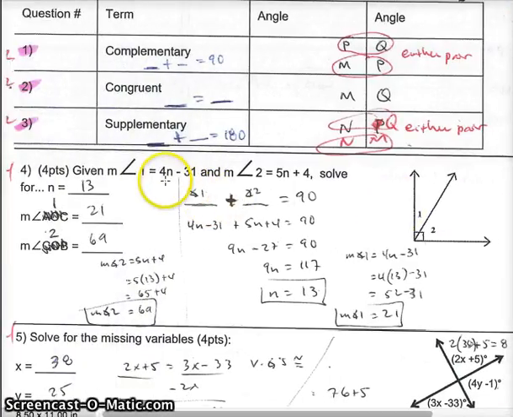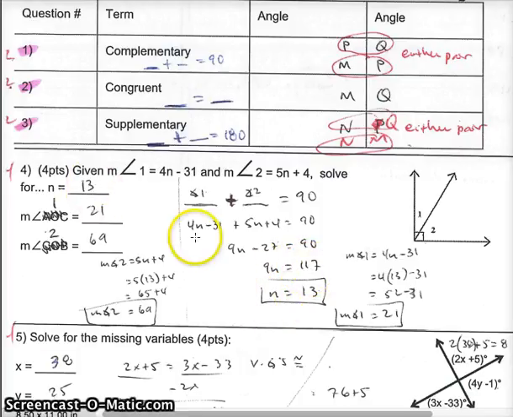Now you just substitute in your values here. 4n minus 31 goes here for angle 1. For angle 2, I'm going to put in 5n plus 4. Combine like terms here. 4n plus 5n gives you 9n. Negative 31 plus 4 gives you negative 27. Remember, when you're going across an equal sign, you'll do the opposites. The opposite of subtraction is addition, so I will add 27 to both sides. Divided by 9 on both sides, n is equal to 13.